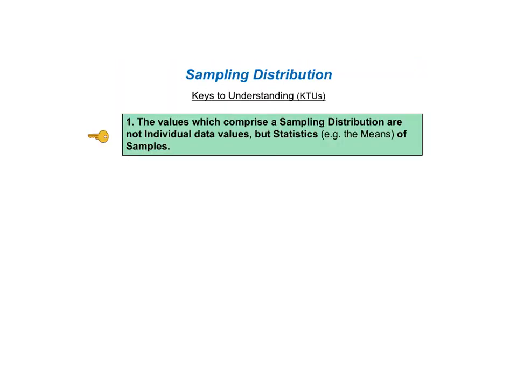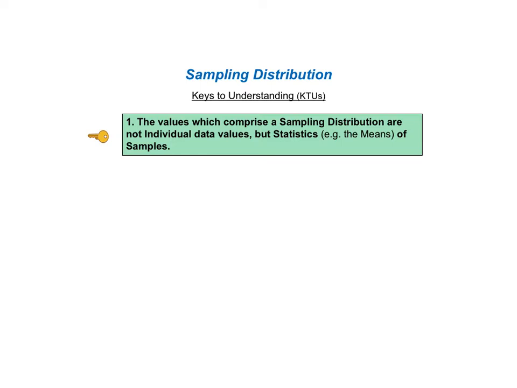As usual in the book and in these videos, we'll start by going quickly through a list of keys to understanding, or KTUs. This is to give you the overall picture of the concept on one page. And then we'll go into detailed explanations of each of the keys. For this video, there are 4 KTUs.